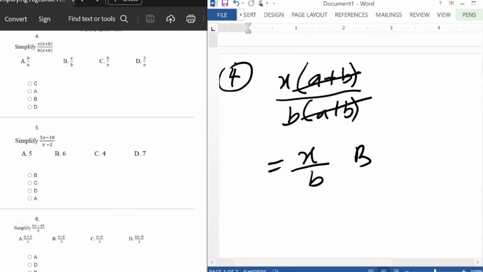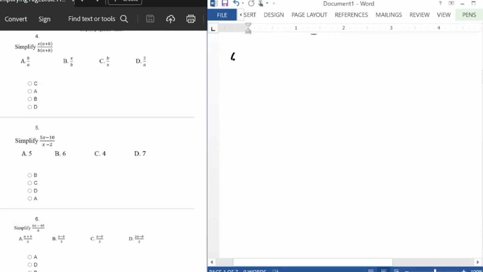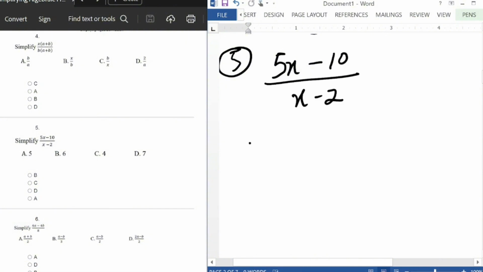Then question number 5. We have 5x minus 10 divided by x minus 2. So don't forget what I explained. You cannot say because 2 can go in 10 and use these 2 to cut the 10. You'll be wrong, because what you have between the terms at the numerator and at the denominator is minus. Whether it's minus or plus, you cannot cut. But if it is multiplication, then you can cancel.